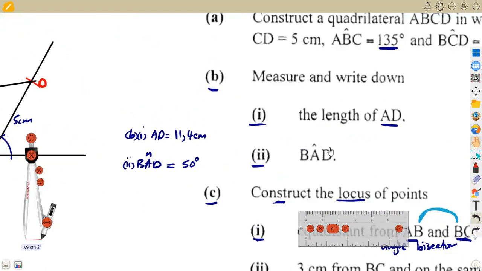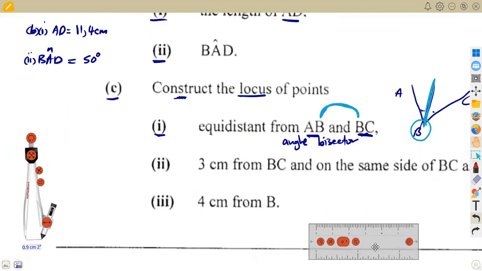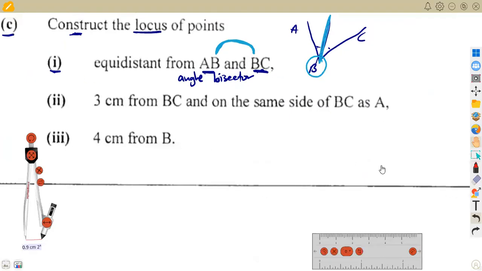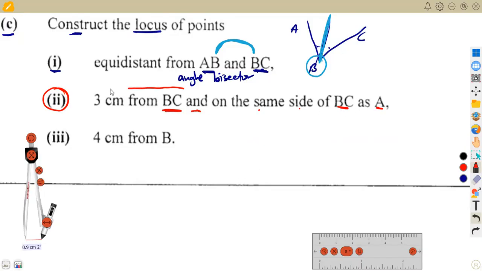All right, so that was the locus that we are given. Locus of points equidistant from two given lines gives us an angle bisector. Then we are given now item 2, 3 centimeters from BC, but they did not end there. They are now saying and on the same side of BC as A. All right, if the statement was ending here to say 3 centimeters from BC, I said a distance that is taken from a line gives us a pair of parallel lines.